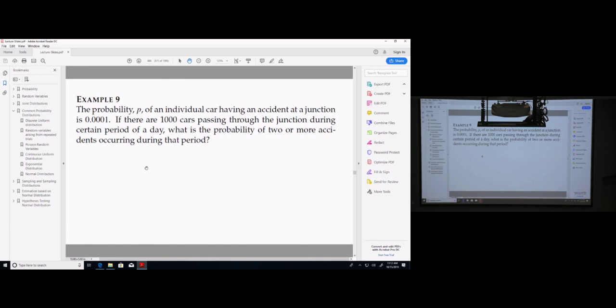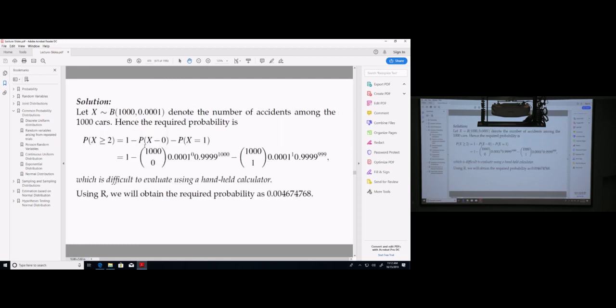Okay, the probability P of an individual car having an accident at a junction is this. Now, this P is really small, and it should ring a bell that the Poisson would be a good approximation. If there are 1,000 cars passing through the junction during a certain period of a day, what is the probability of 2 or more accidents occurring during that period? Now, the actual modeling would be a binomial. Of course, we assume that whether a car has an accident has no effect on the other cars. All right, this can be challenged. All right.